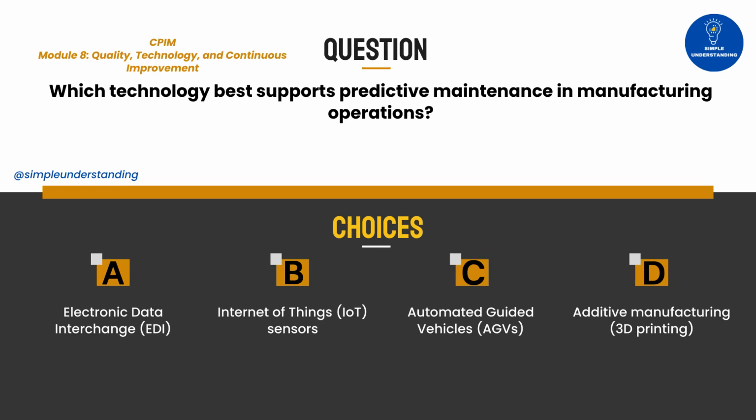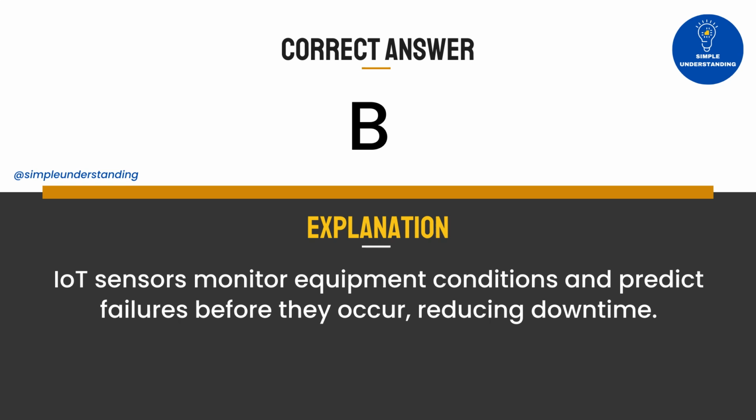Question 6. Which technology best supports predictive maintenance in manufacturing operations? A. Electronic Data Interchange, EDI. B. Internet of Things, IoT sensors. C. Automated Guided Vehicles, AGVs. D. Additive manufacturing, 3D printing. Correct answer, B. Explanation. IoT sensors monitor equipment conditions and predict failures before they occur, reducing downtime.